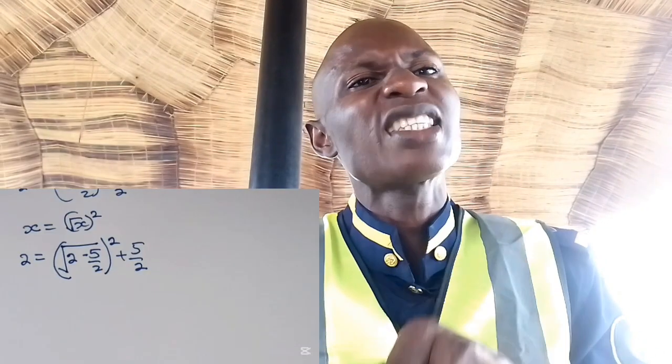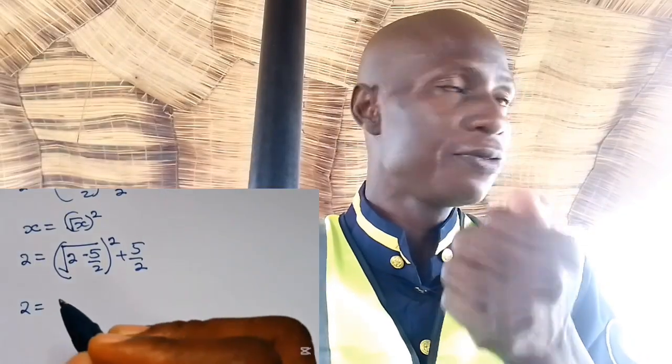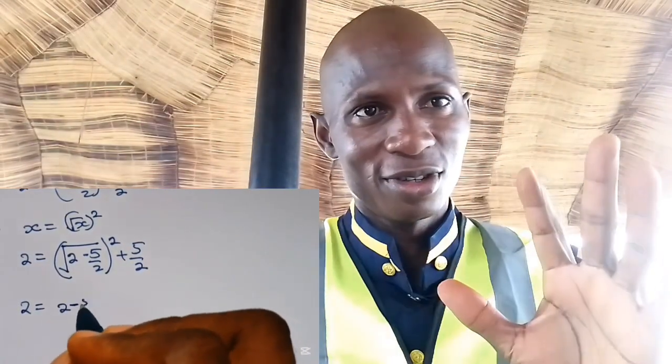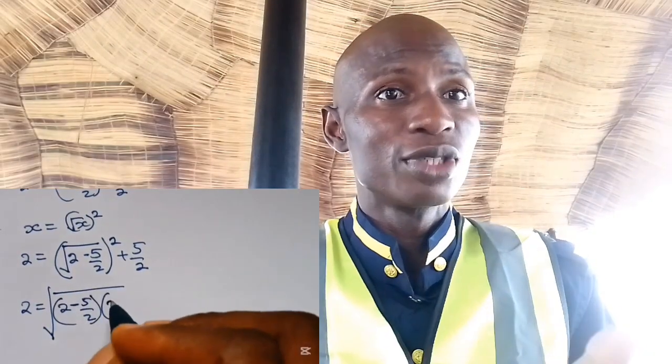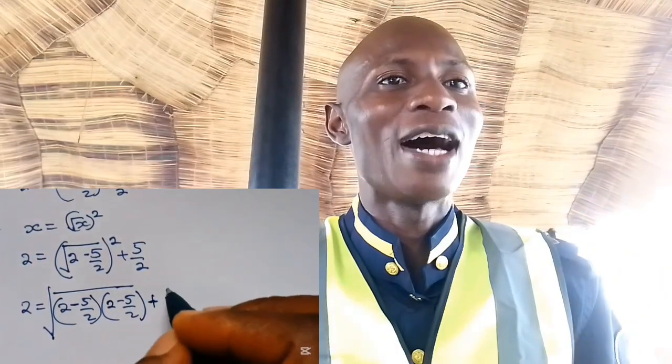This new law will help us to detect the manipulation. All right, now we have 2 minus 5 over 2 squared, which simply means 2 minus 5 over 2 multiplied by 2 minus 5 over 2, plus 5 over 2. They are the same value, but what made the difference is that one is big and one is small.